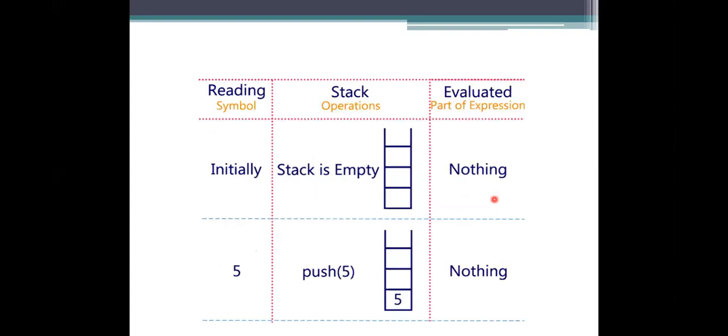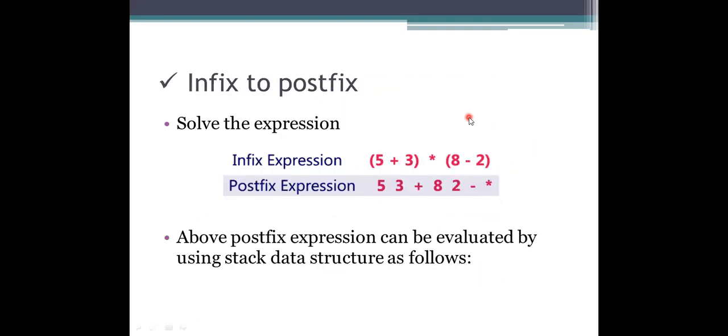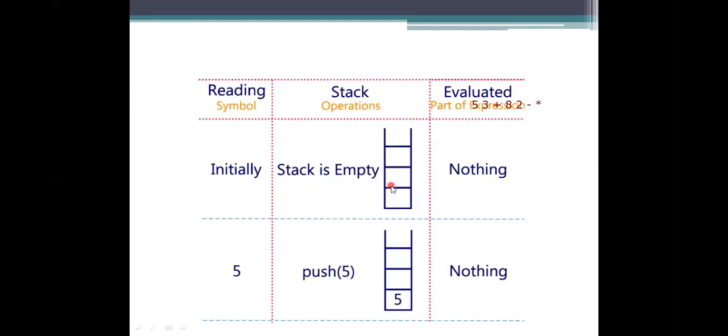Okay. So coming to the first one, the stack will be empty. What is the expression we are using here? 5 space 3 space plus, and then next space 8, and then 2, and then minus, and then star. So this is the expression we are using. The stack will be considered empty because initially we haven't started any.